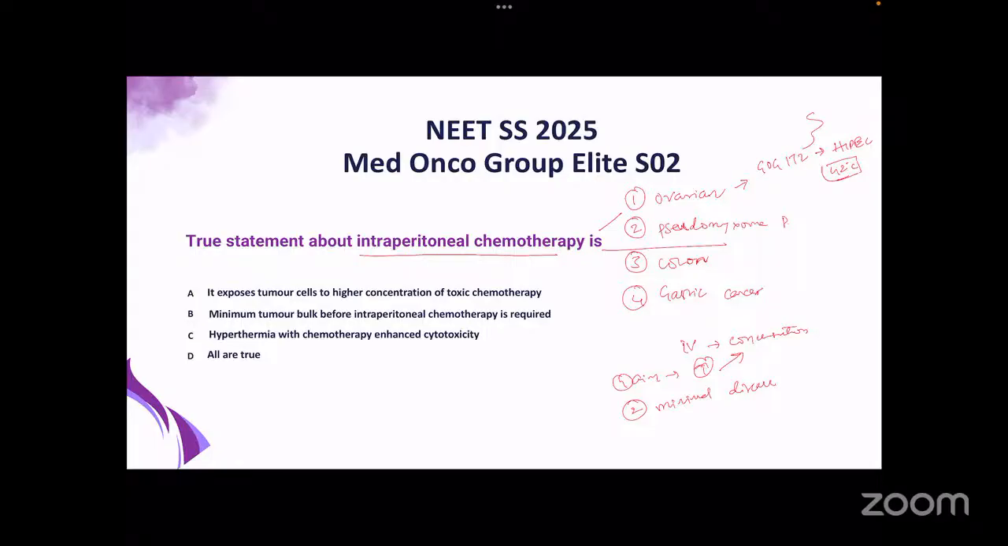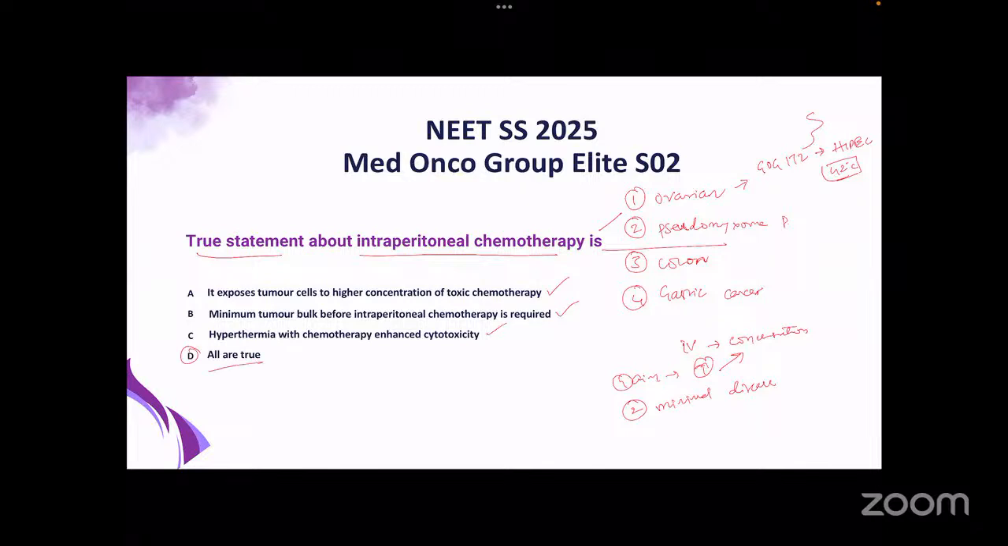So let's go to the options. They're asking about the true statement. It exposes tumor cells to a higher concentration of toxic chemotherapy, which is correct. Minimal tumor bulk before intraperitoneal chemotherapy is required, that is also a correct option. Hyperthermia enhances cytotoxicity. So the answer is all are true.